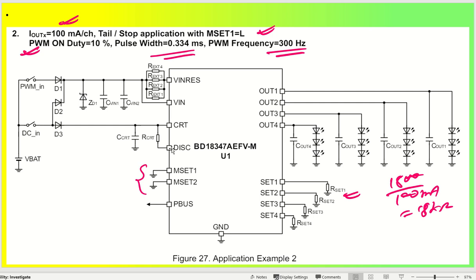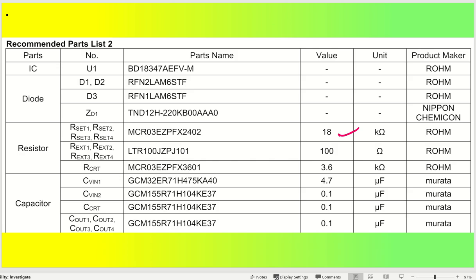So hope you have a good understanding of how to read the given design application in the data sheet itself, and we can leverage these inputs, solutions and concepts in the exact design that we are going to have in our application. And this is the complete part list for the second design.